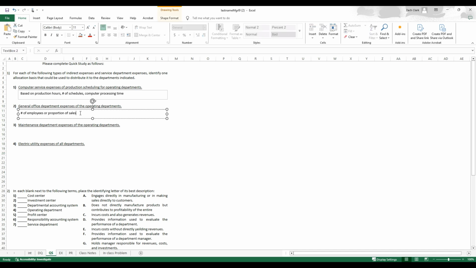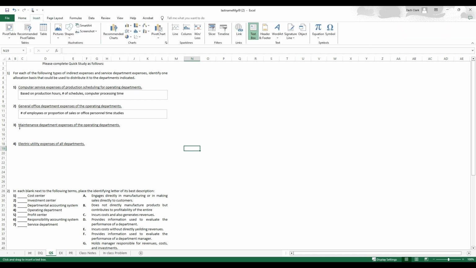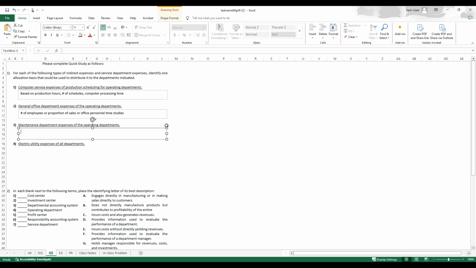You could also do office personnel time studies. So you could go out and do some level of study or request a survey to get an overall idea. If you have 2 departments, you could send a survey out to all the office employees and say, how much time do you spend working to support Department 1 versus Department 2? And then the employees in the office could just respond, and you can get a general idea. It's an estimate. All these things are basically estimates, but that's one way to do it as well.